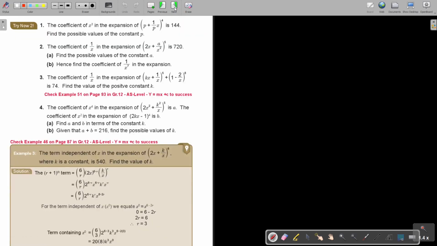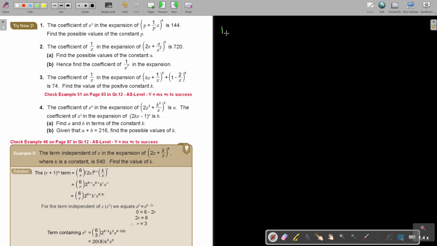Okay, let's look at the exercises. Again, I want you to stop the video and do number 1, 2, 3, and 4. And again, do it like this: do 1, and then check if you are correct. Do 2, check. 3, check. 4, check. Okay, but I'm just going to start with number 1.